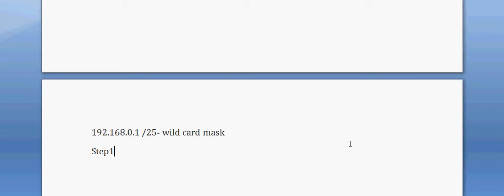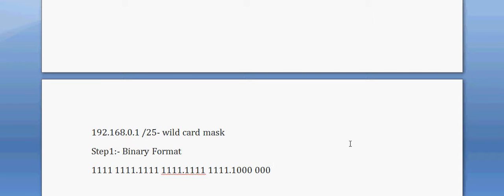Step 1 is converting the IP address into binary format. The binary format for the above IP address, 192.168.0.1, will be as shown.